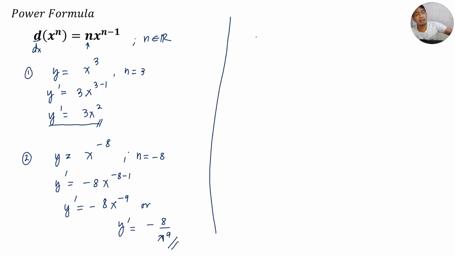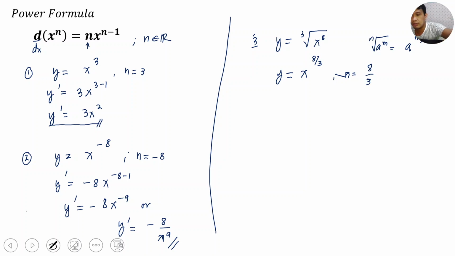Now how about if I have here y is equal to cube root of x raised to 8. So we know that radicals are always associated with a fractional exponent. So gamit yung principle that nth root of a raised to m is the same as a raised to m over n, we can rewrite our given y as x raised to 8 thirds. So in this case, our n here is equal to 8 over 3.